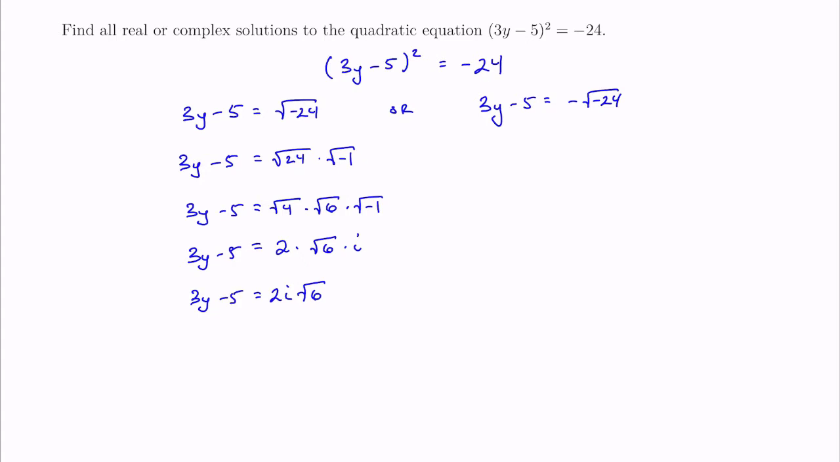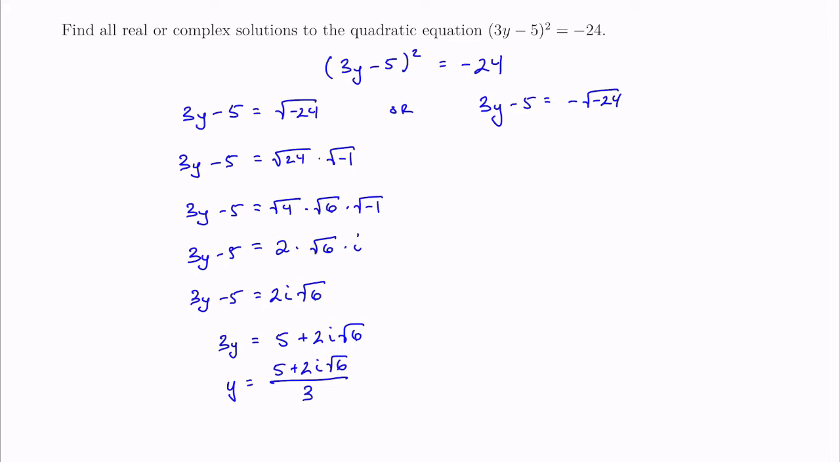Now that we have simplified the radical, we can try to isolate the y. The first step in isolating y will be to add 5 to both sides of the equation, so we'll end up with 3y equals 5 plus 2i root 6. You probably noticed that I put the 5 in front of the right side of the equation as 5 plus 2i root 6, and not 2i root 6 plus 5. Again, it's more common to have the radical term last, so it's clear what is or is not underneath the radical. The final step in solving this equation is to now divide both sides of the equation by 3, giving us y equals the quantity 5 plus 2i root 6 all over 3. That was solving the first possible solution.